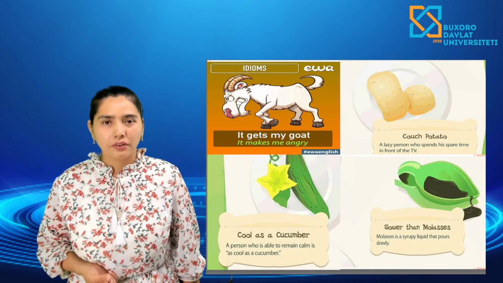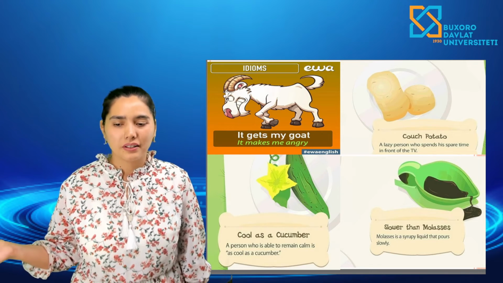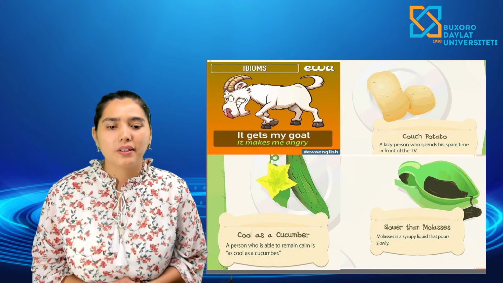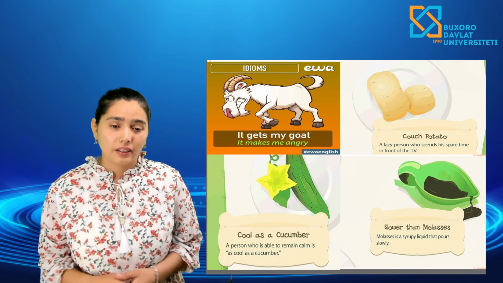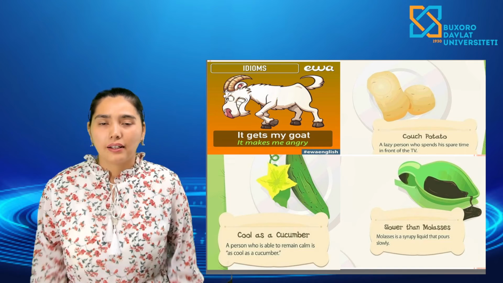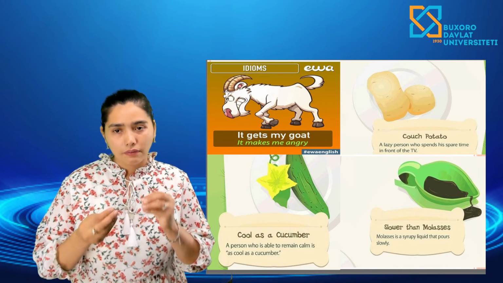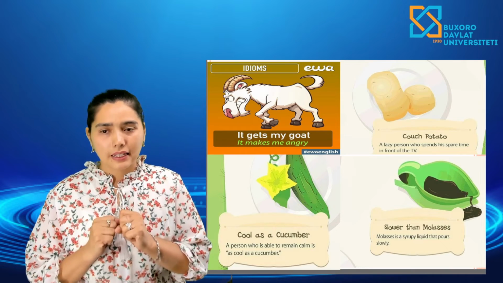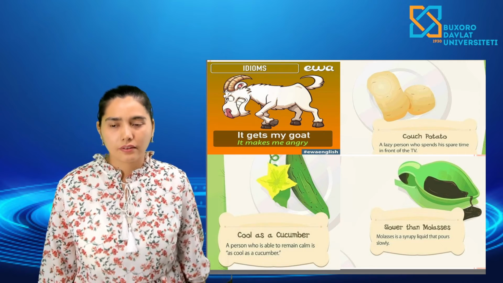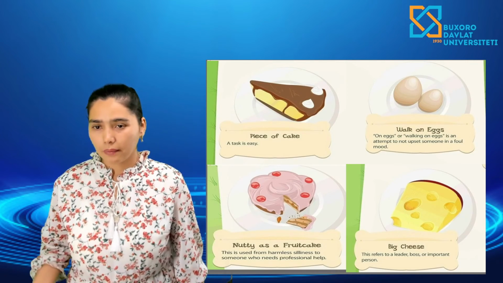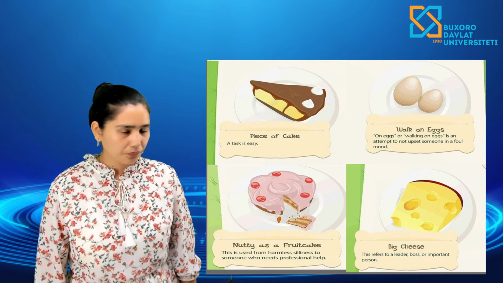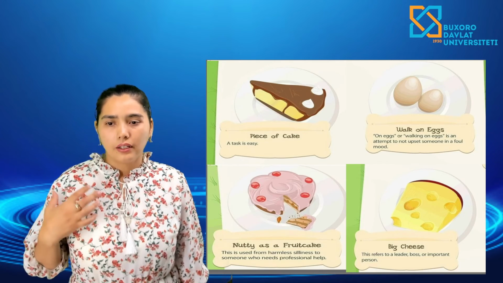Cool as a cucumber, it means a person who is able to remain calm is as cool as a cucumber. Slower than molasses. Molasses is a syrupy liquid that pours slowly. It goes as a liquid very, very slowly. And the actions and functions, as you see, a lot of functions that animals and things have, they resemble people's actions. It's really effective to learn language, to speak about it, to memorize. I really like them. And when you use idioms, you will have a lot of interesting speech.